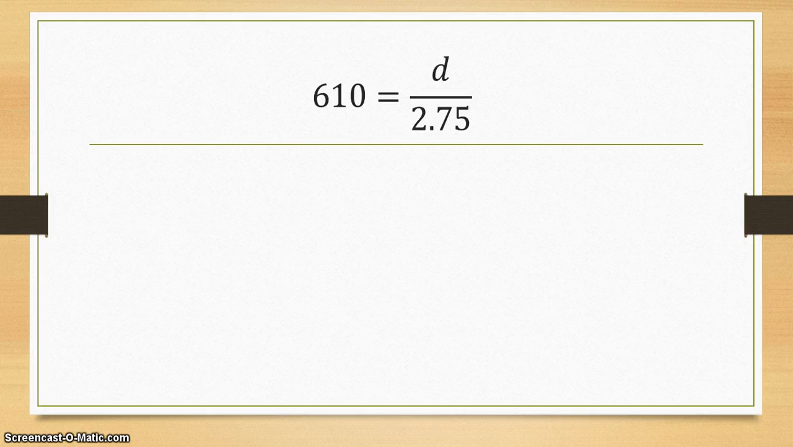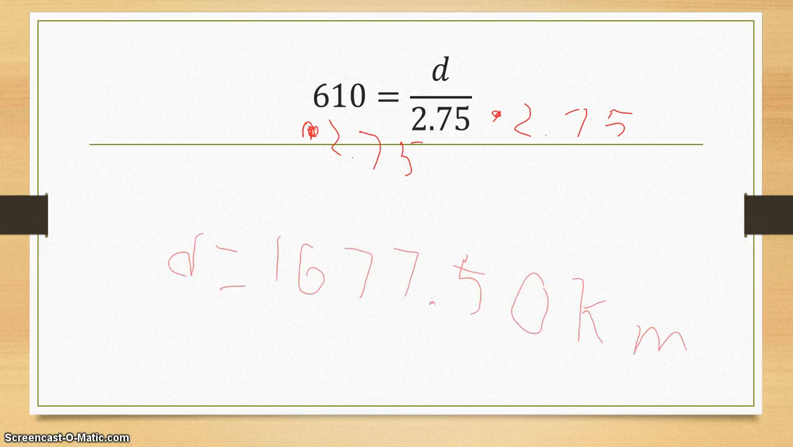So what we're going to do first is multiply by 2.75 to cancel it out on the right and bring it over to 610, and then we'll have to multiply to get a total of 1677.50 kilometers. That is what the distance will equal.